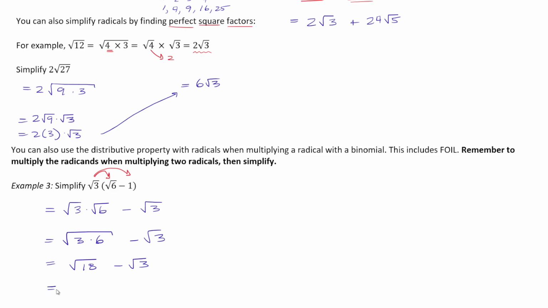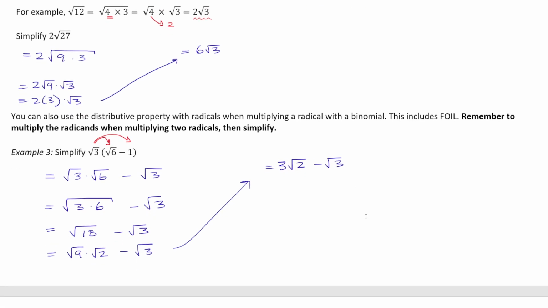And root 18 is the same thing as saying root 9 times root 2 minus root 3, right? And this is good because root 9 right there is a perfect square. So then I have 3 root 2 minus root 3. And that's my final answer right there. So I distributed in the radical. I combined the radicands. I noticed that 18 could be split up into 9 times 2, and 9 is a perfect square. So root 9 simplifies to 3, and I would have 3 root 2 minus root 3. And that's my final answer.